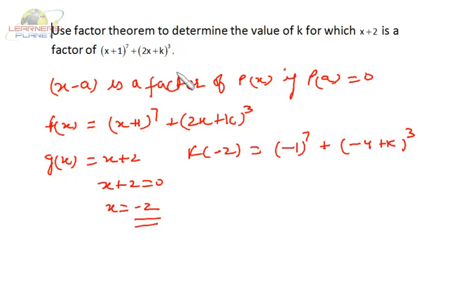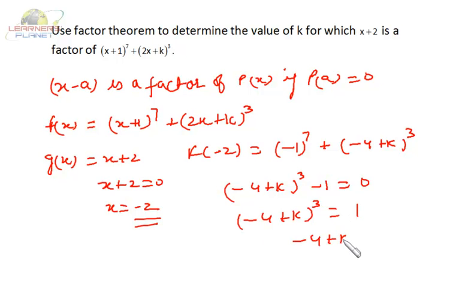Now, according to the question, x plus 2 is a factor of this expression. That means f of minus 2 must be 0. That means minus 1 plus (minus 4 plus k) whole cube should be 0. That means (minus 4 plus k) whole cube should be 1. That means minus 4 plus k should be 1, or we can say k is equal to 5.